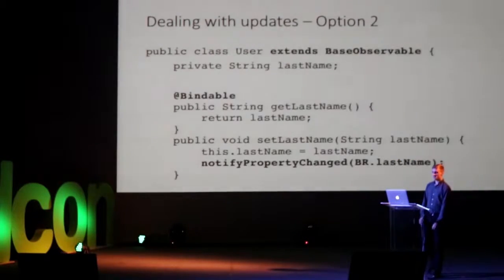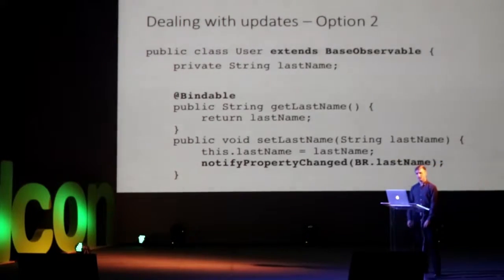The second option is a bit invasive in a different way. You need to extend BaseObservable. That's another way to do it. In that case, you can still use your fields like you usually would, so it's just a private String lastName, with a getter and a setter. Then it's required to use the Bindable annotation on the getter, and every time you change the value, in the setter for example, you need to call notifyPropertyChanged and pass the ID of the property that has changed.